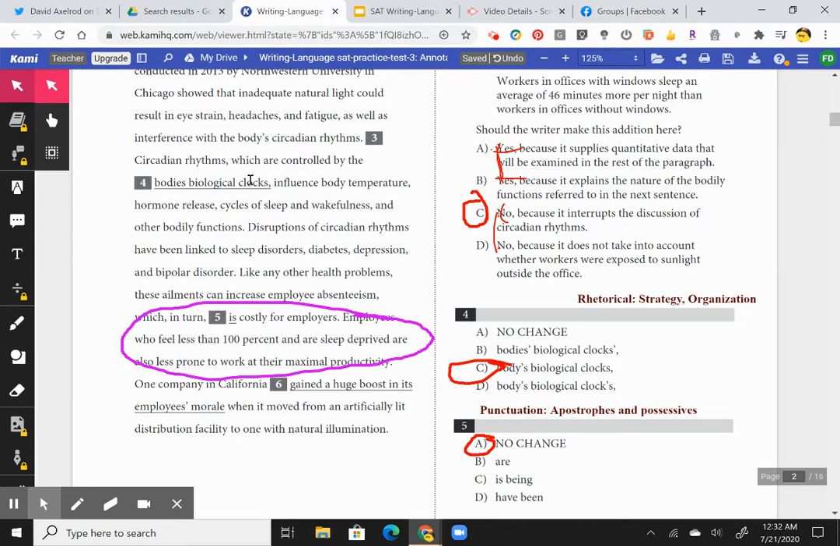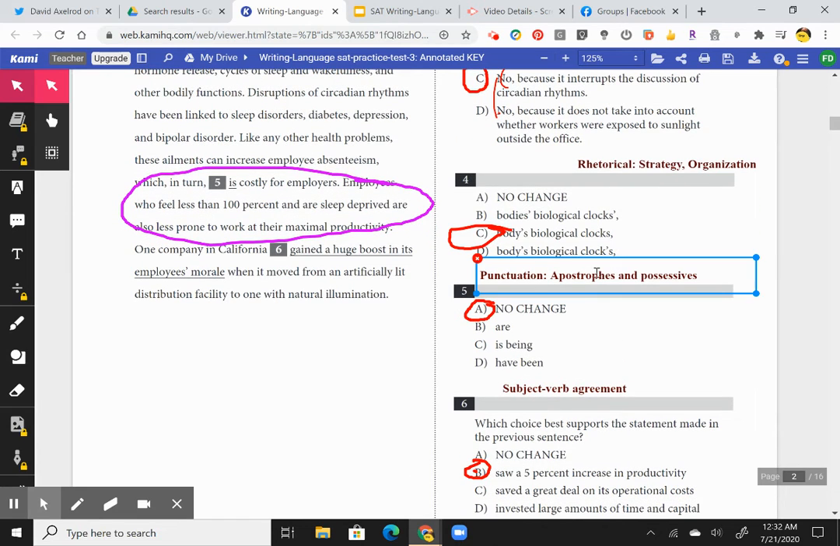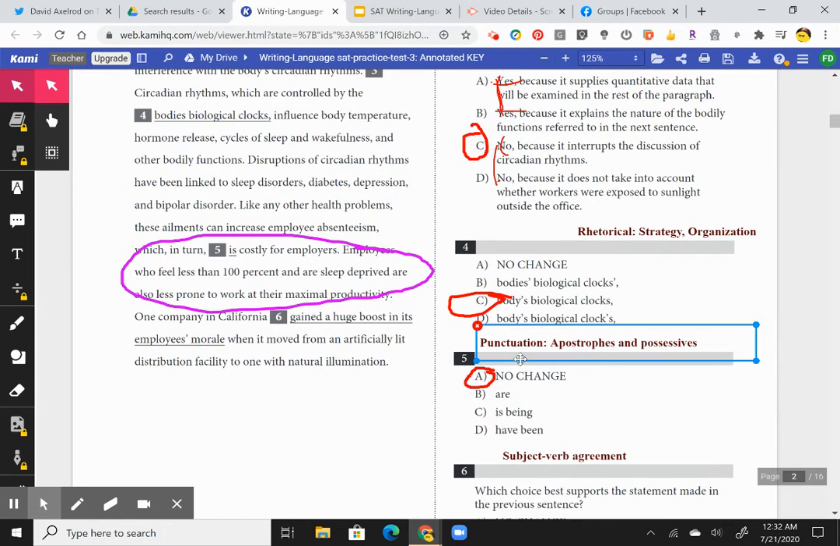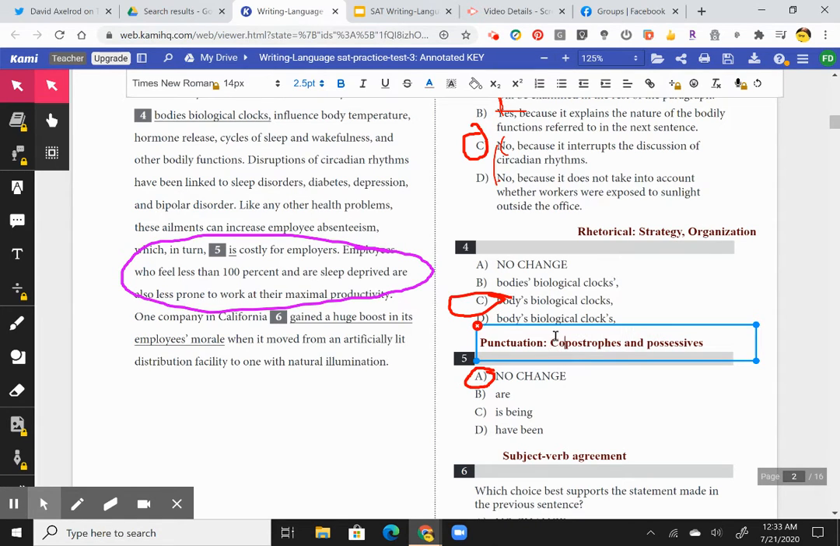We know this is a sentence that is offset with a phrase, which, and some sort of a phrase here. So we want to be able to have it offset with commas. So influence body temperature, hormone release, cycles of sleep and wakefulness, and other bodily functions. So we know that this needs to be surrounded by a comma. So the best answer is C. Punctuation, apostrophes, and possessives is what we're looking at. And also probably comma usage as well.